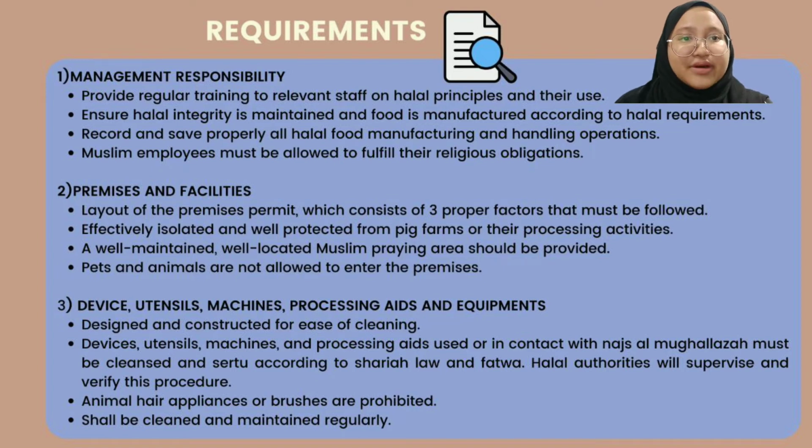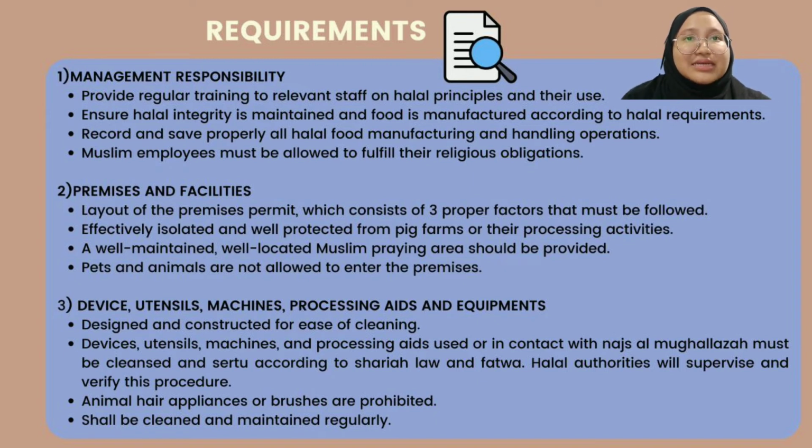Third one is device, utensils, machine, processing aids and equipment. They are designed and constructed for ease of cleaning and not made of or containing substances such as najis. Halal food processing equipment must be used only for halal food, such as a device for cutting meat. It cannot be mixed with non-halal meat cutting.